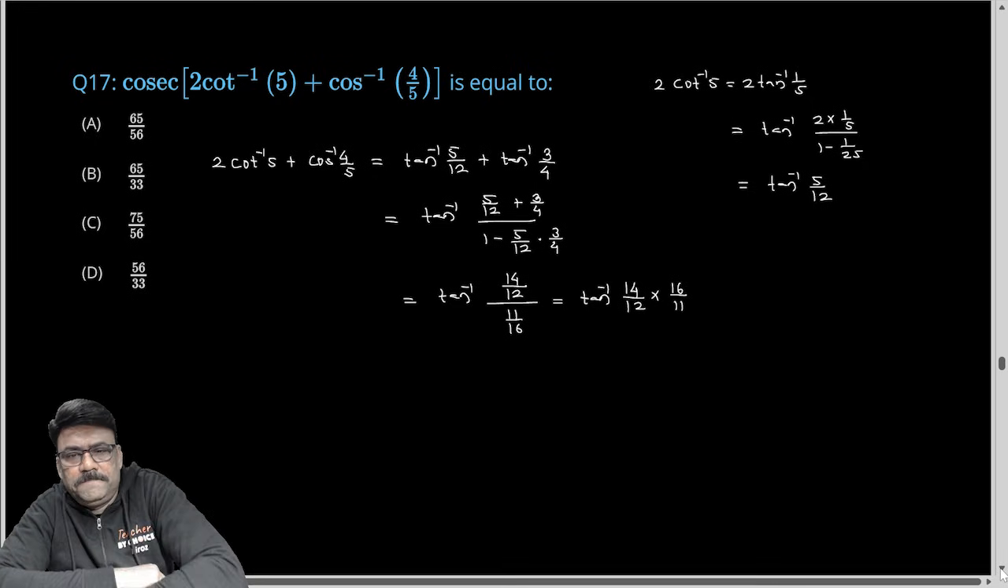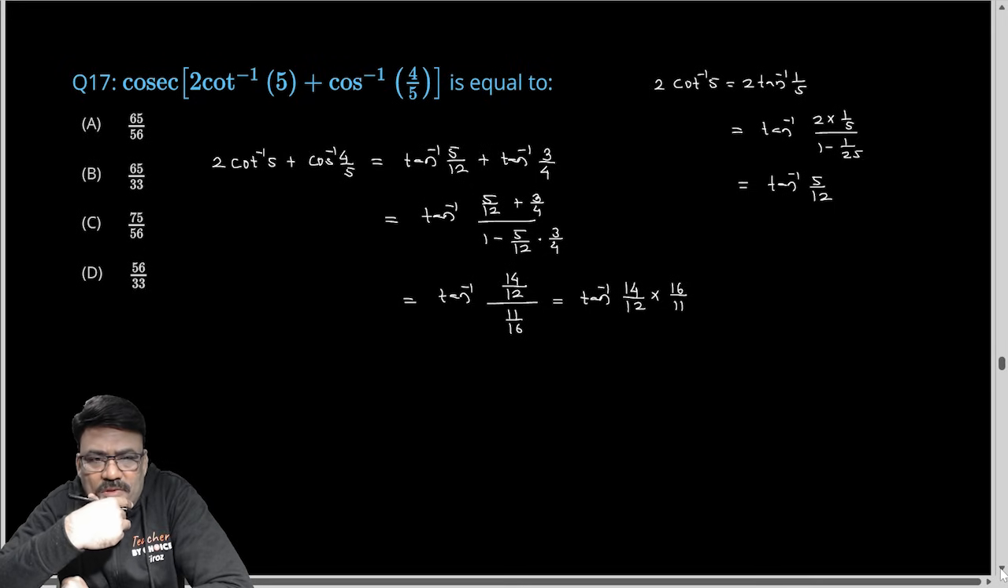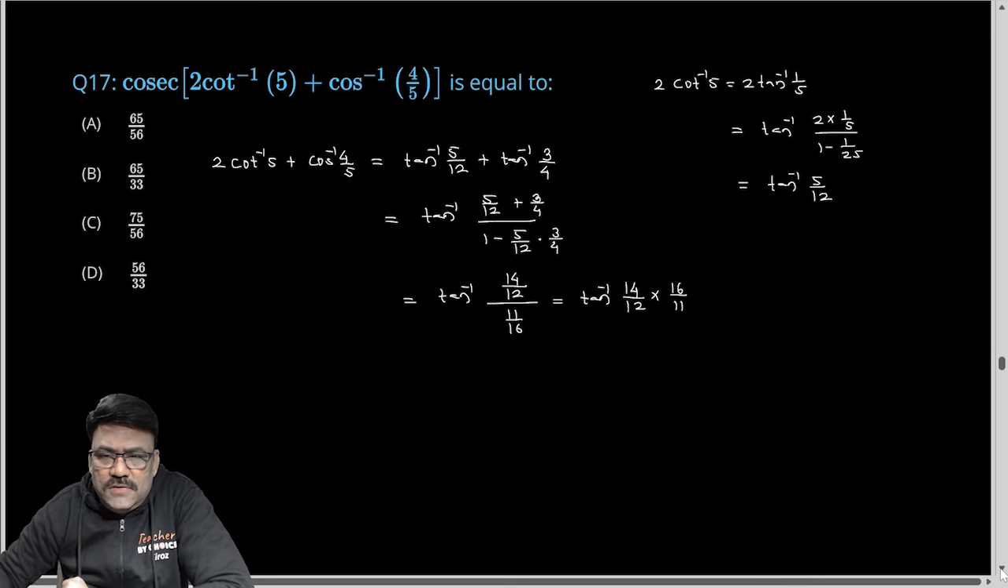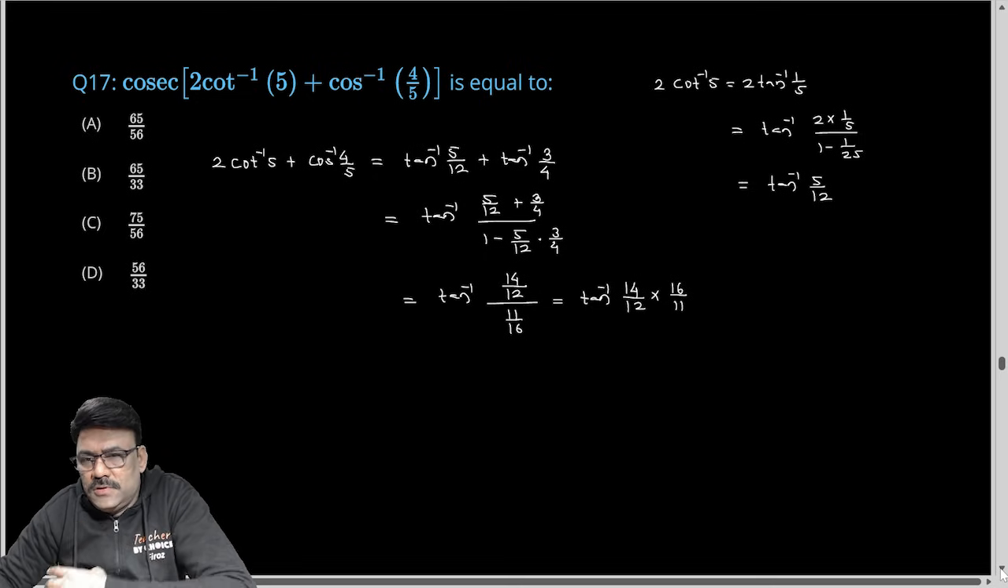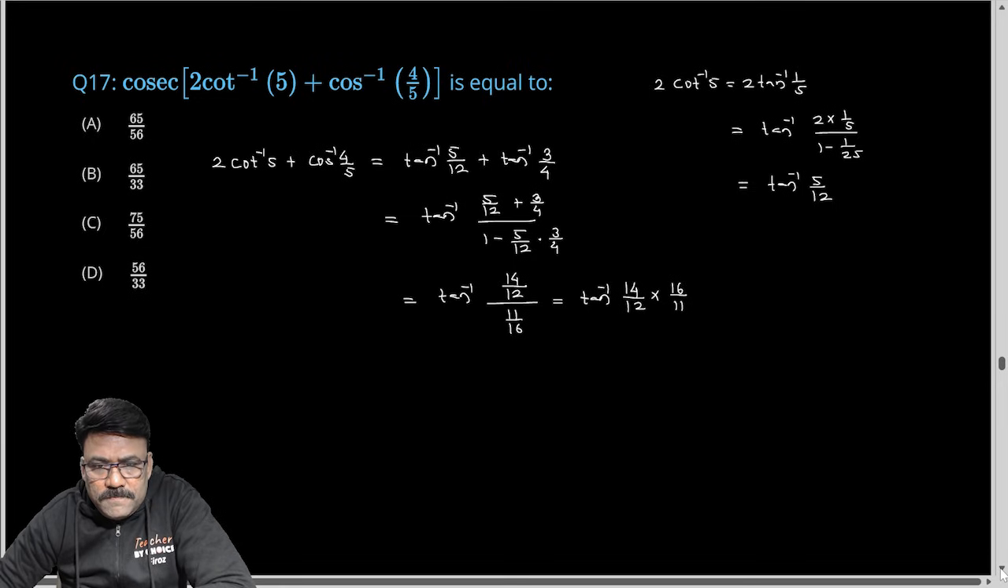Am I making some mistake? Cos is B by H, B is 4, H is 5, so P is 3. Tan is P by B. It is correct. Here, it is correct or not? 2 by 5 and 24 by 25, so it will become 10 by 24. It is also correct. 5 by 12 plus 3 by 4, over 1 minus 5 by 12 into 3 by 4. The numerator LCM is 12, so it is 5 plus 9, 14 by 12. It is correct. And the denominator is 5 by 12 into 3 by 4, so it is 5 by 16. 16 minus 5, 11 by 16. I think it is correct.